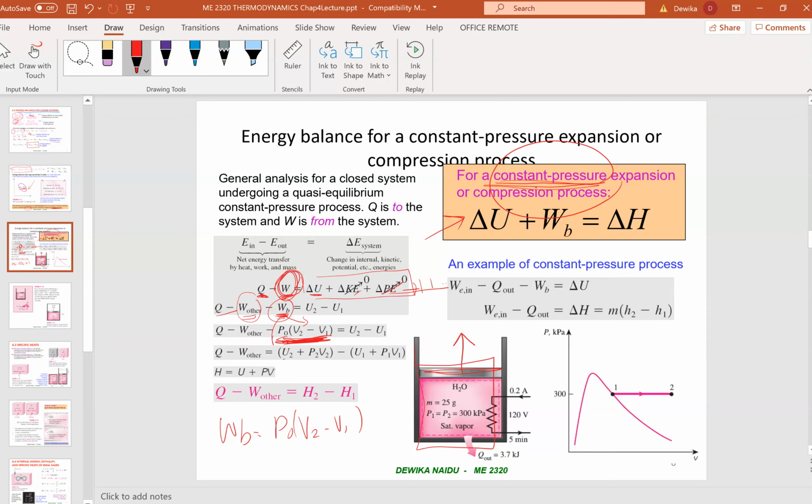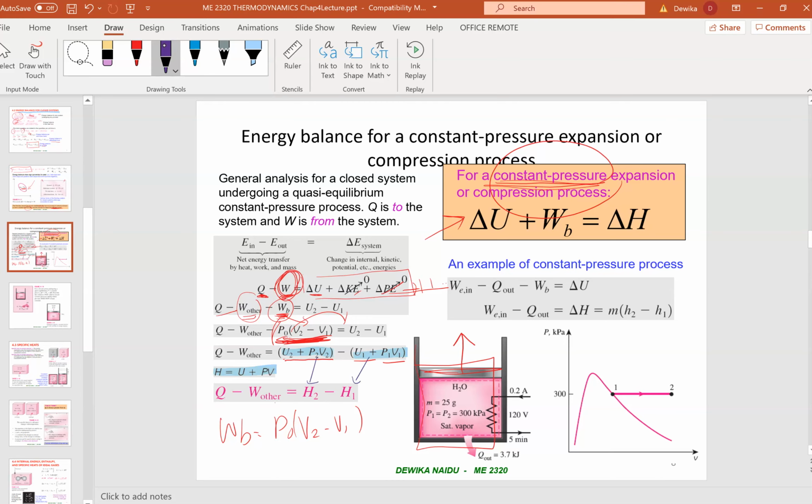When you open it, you shift this one to this side and you get U2 plus P2 V2 minus U1 plus P1 V1. Keep that aside. Now, from the previous lesson, you know that H equals U plus PV. Remember, I told you about the steam table. It actually corresponds to H equals U plus PV. Now, can you see the U plus PV? You substitute that here. So this becomes H2, and this becomes H1.